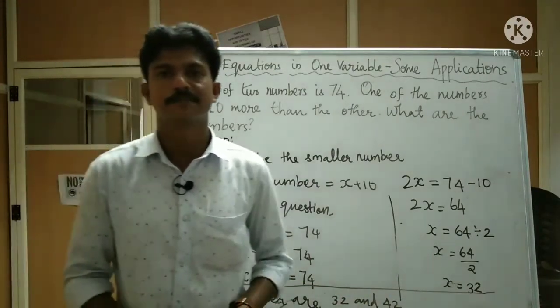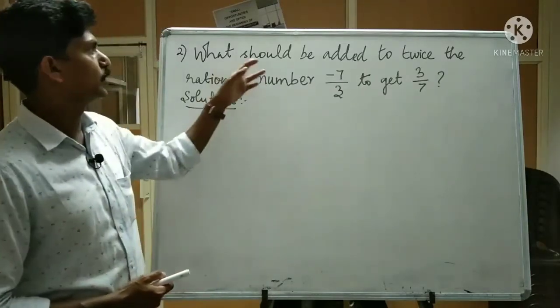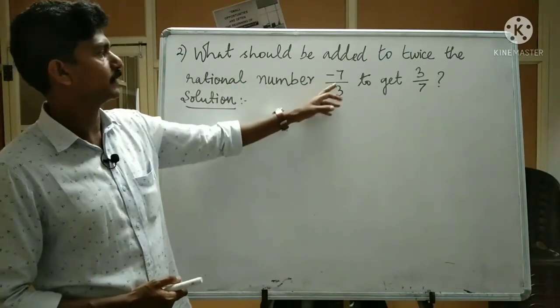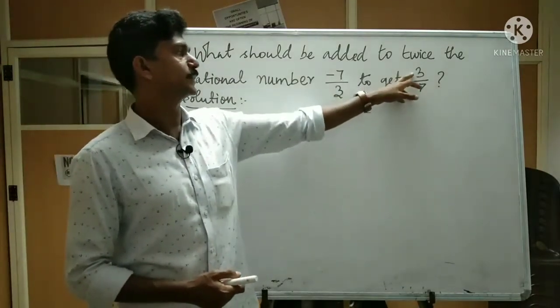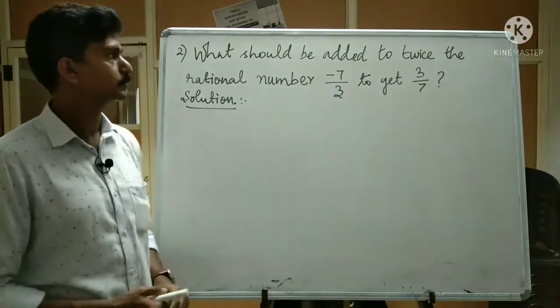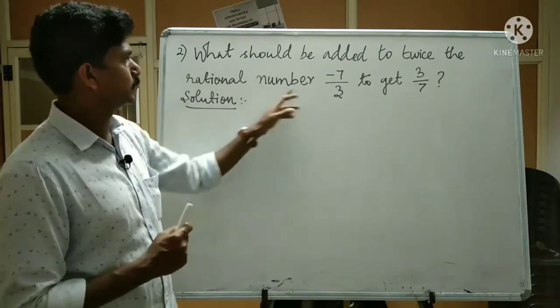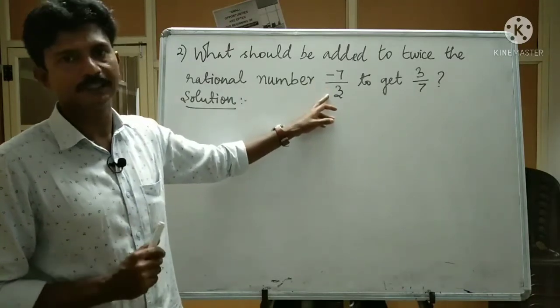Let us see another question. Let us see the second question. The question is, what should be added to twice the rational number minus 7 by 3 to get 3 by 7? So what it says is, here a rational number is given, that is minus 7 upon 3.